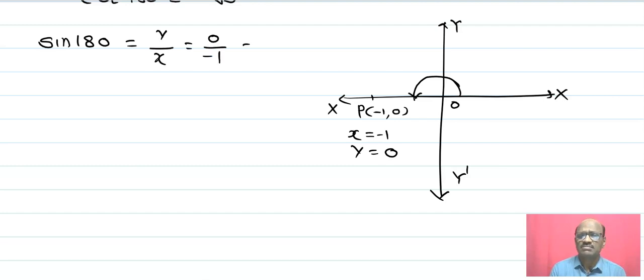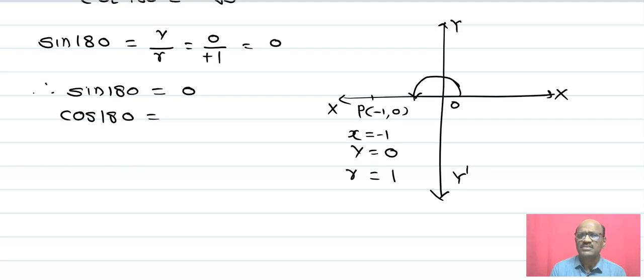Sorry, it's a mistake by me. That is 0 upon minus 1, which is 0. That is y upon r. There must be the y upon r. That is sine of 180, I had corrected it. That is y upon r, 0 upon 1, that is equal to 0. Sine of 180 is 0.